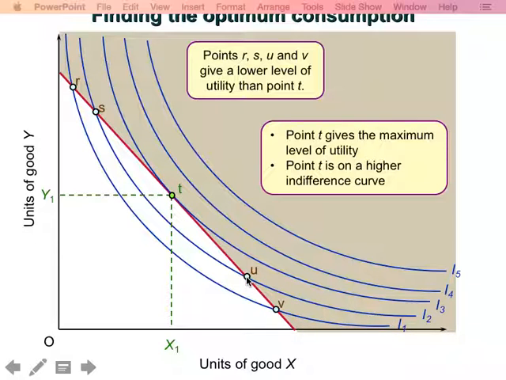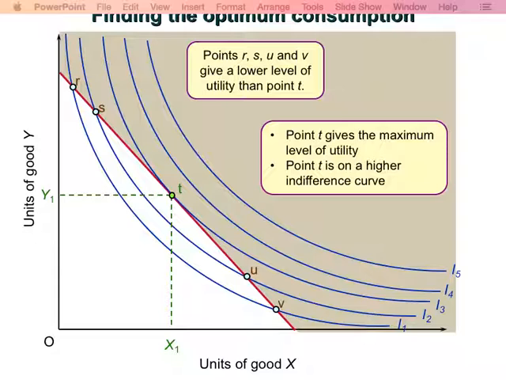But if I look further, I could get even higher satisfaction if I consume the combination of goods at point T, which are Y1 and X1. So this must be my optimal consumption point, given that it gives me the highest level of satisfaction given my income. Make sense, or do you want further explanation? Quite clear.